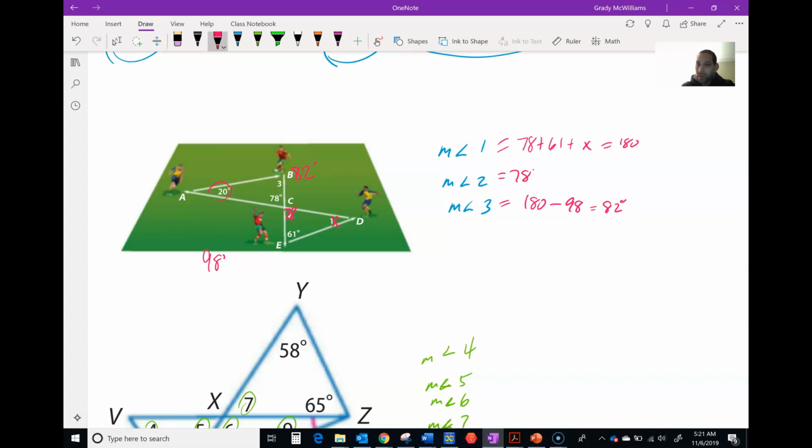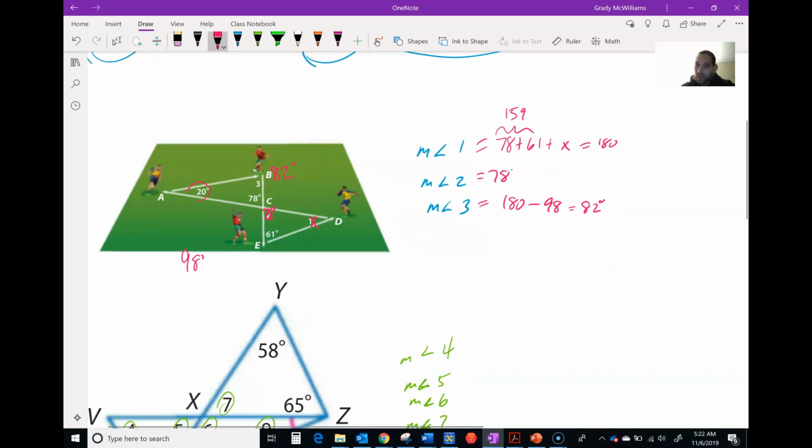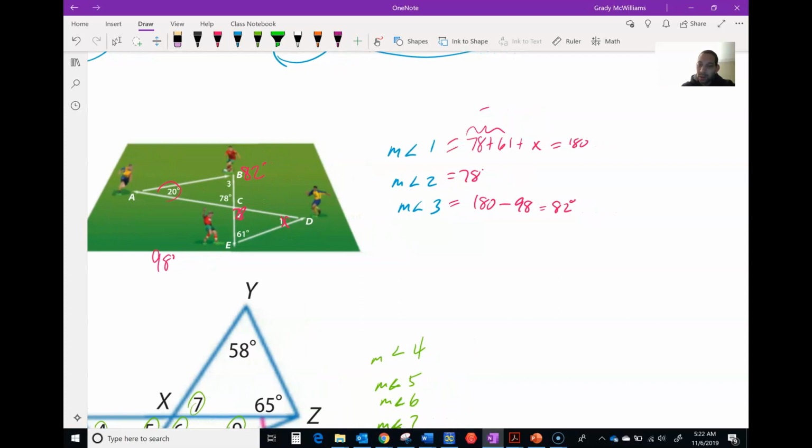Okay, so you can do a little math. This is 159, I believe. No, that's not right. 139. Sorry. And with whatever x is, you should get 180 degrees. So you figure out what x is. It looks like x is going to be 41 degrees on that question.